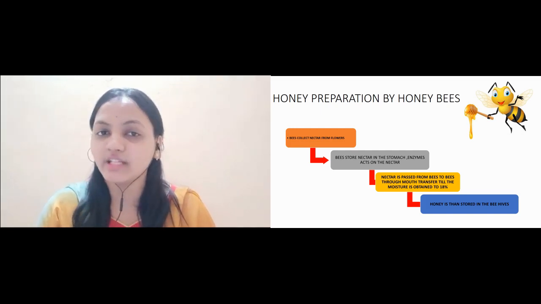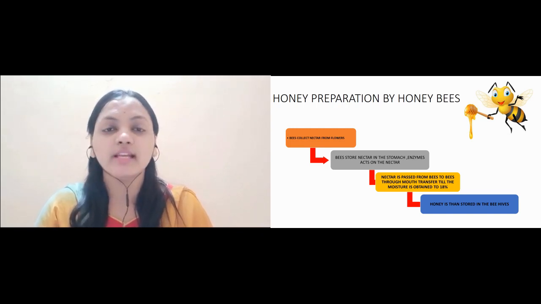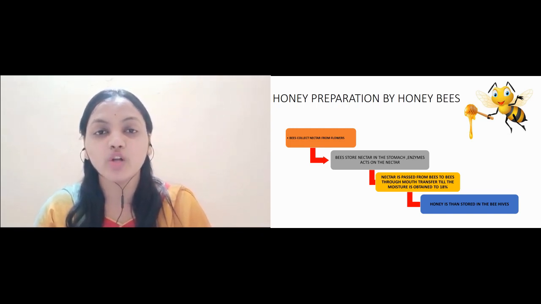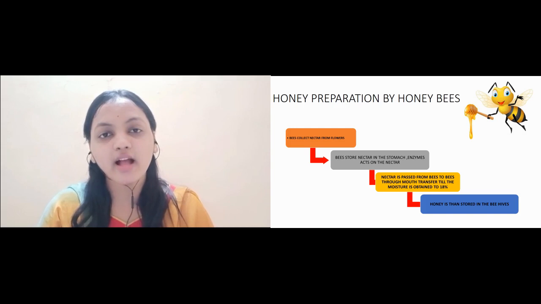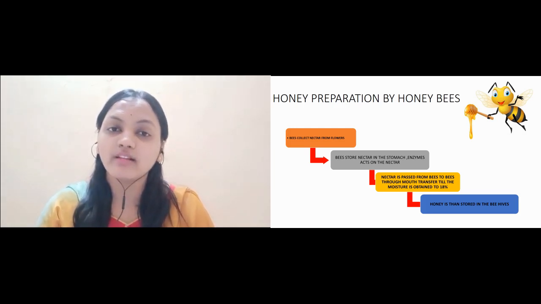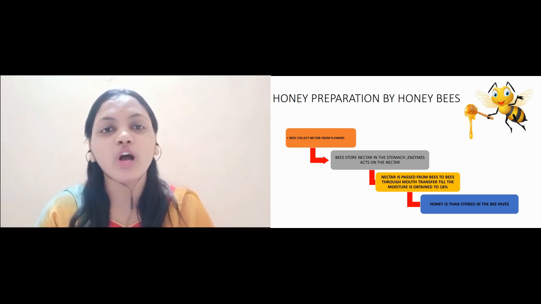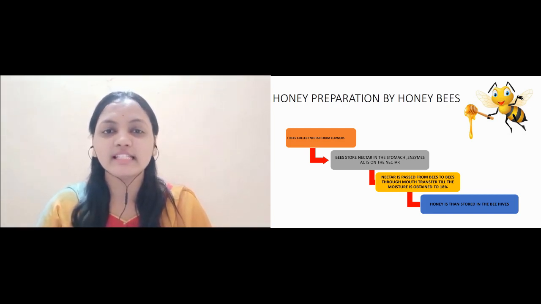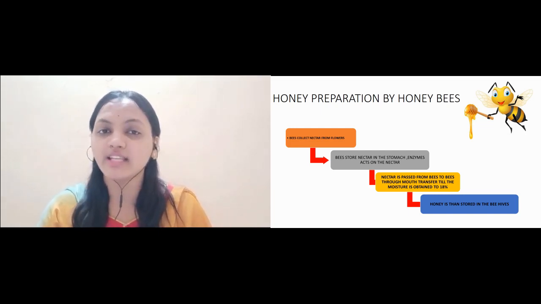So why are we studying honey preparation? Honey preparation is studied by us because it is also an important source of food for us with great medicinal use. And why are honeybees collecting the honey? Because honey is the food for them too. Isn't it? Is it not interesting? Yes, it is interesting to study how honey is prepared by honeybees.